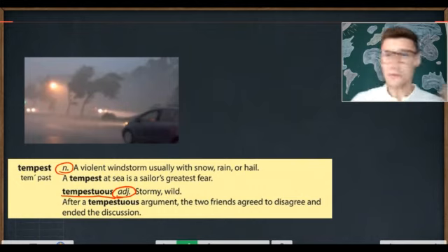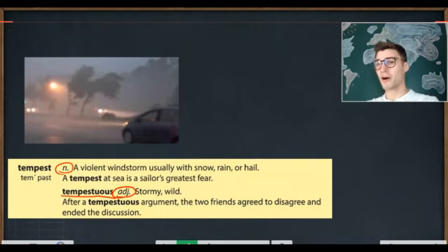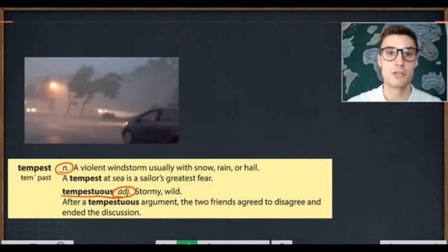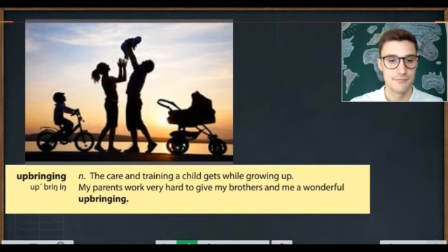No, you're wrong. You are wrong. That's a wild, stormy, tempestuous argument. My parents had a tempestuous fight last night. Not really, but you can say that.